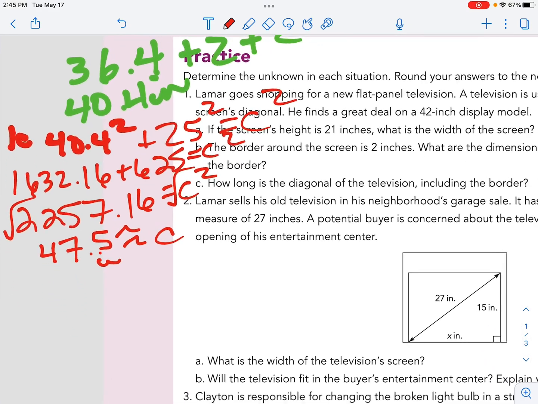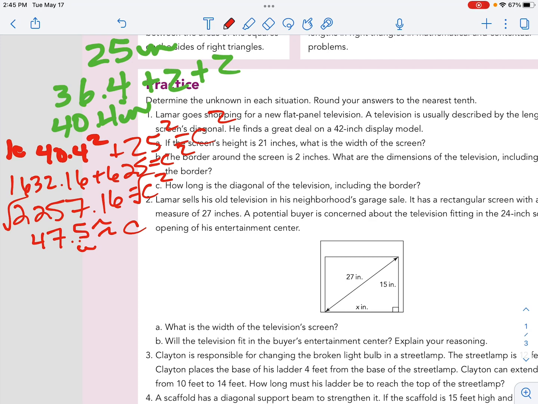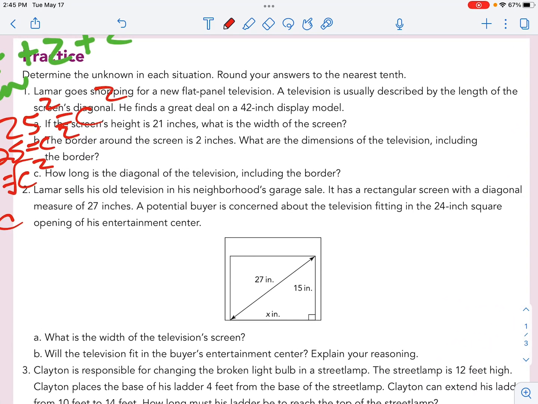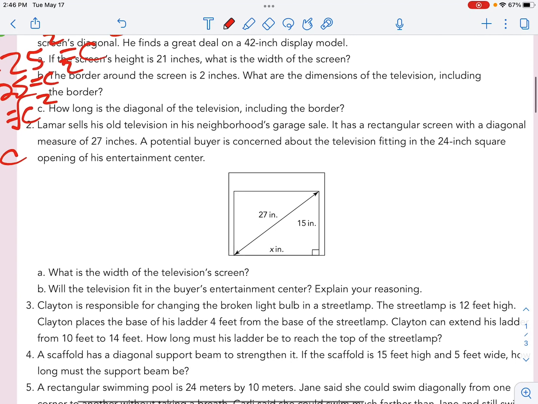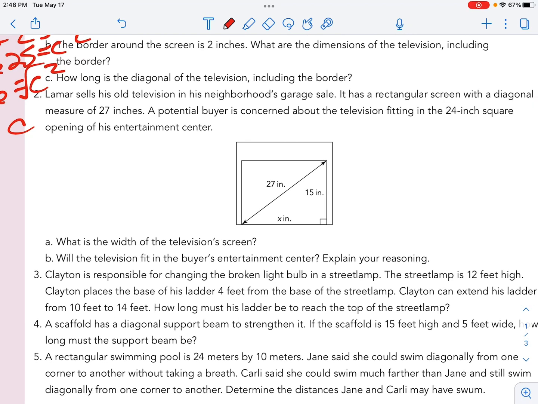Okay, so now I'm looking at this next one. It says Lamar sells his old television in the neighborhood's garage sale. It has a rectangular screen with a diagonal of 27 inches. A potential buyer is concerned about the television fitting in the 24-inch square opening of his entertainment center. Okay. Awesome. What is the width of the television screen?